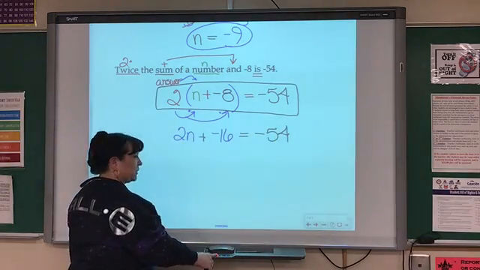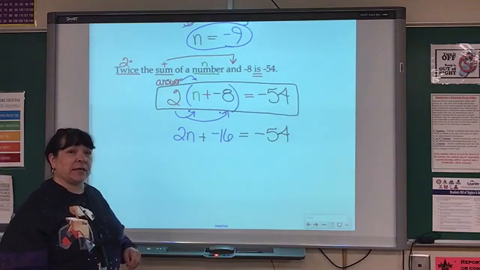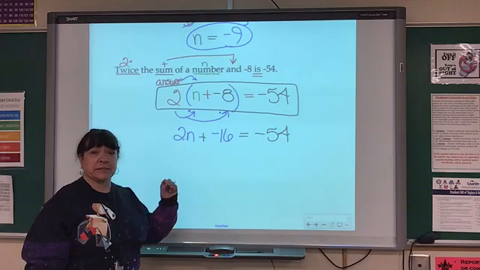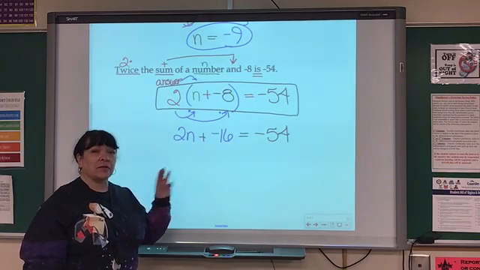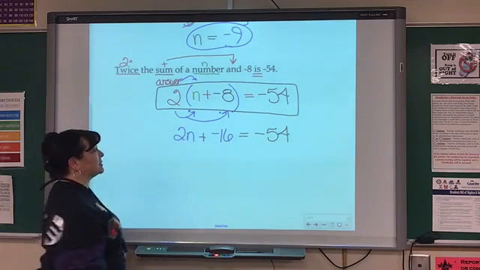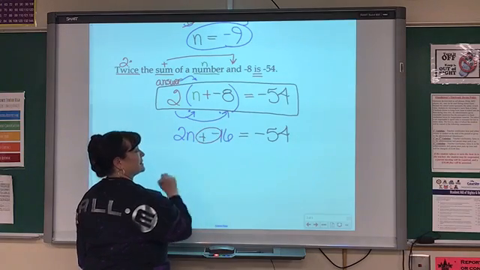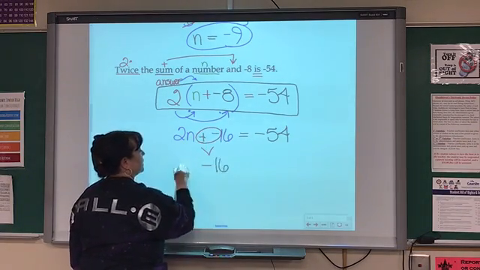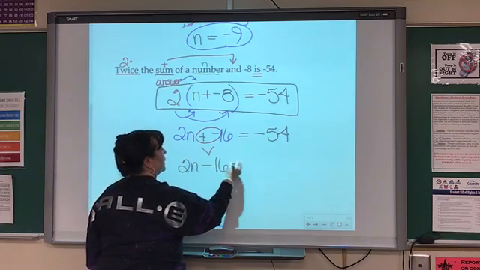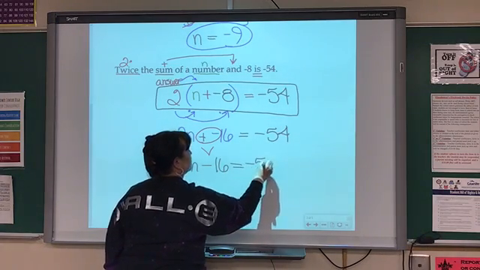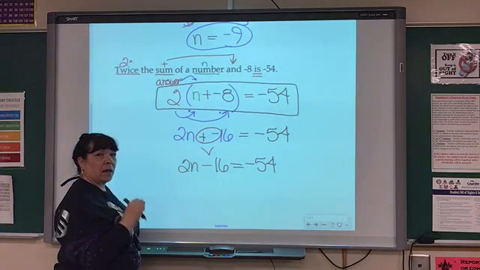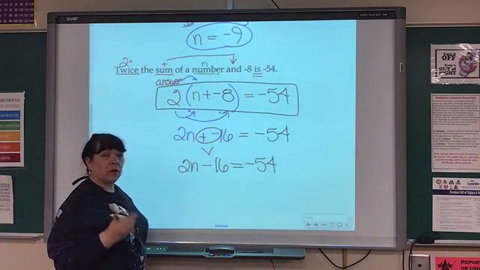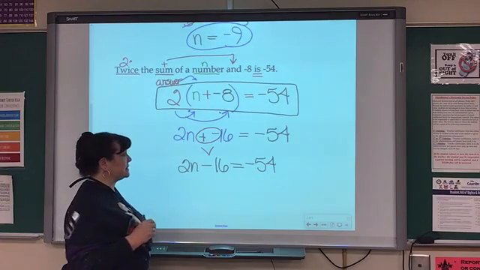Now we said we always want to make sure each side is as simple as it can be. Distributing is one step of simplifying. Combining like terms is another, and they're not alike. And the third thing is simplifying signs. So when I see add negative 16, I am just going to change that to be a minus 16. So my equation that I'm solving is 2n minus 16 equals negative 54. A simplified two-step equation. That's our goal. We've already talked about this in earlier lessons.